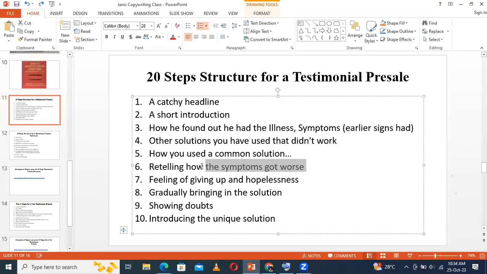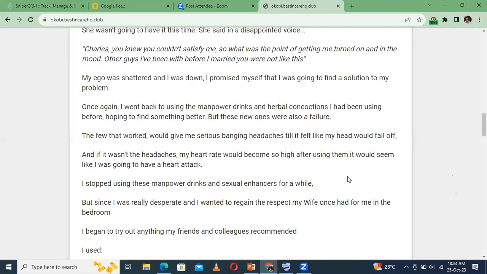Retelling how the symptoms go. Who can show me where number 6 is? Let me go back to the previous copy. Who can show me where number 6 is? Where he's saying that he has a banging headache, that he feels like his head would fall off. Yeah, good. I'm glad you guys are following. So most times, the longest part of the copy, the bulkier part, is how they discover the illness, symptoms, and earlier signs. Do you understand?